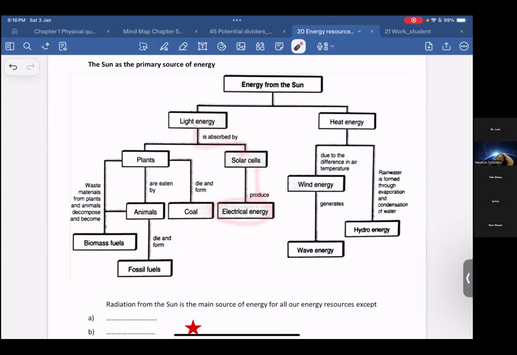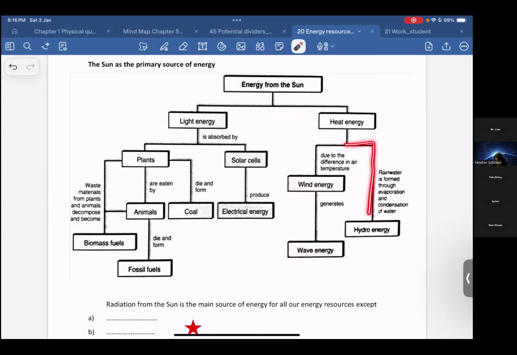So this one also comes from the sun. The primary source of energy is the sun. Then the sun also provides heat energy. Due to the difference in air temperature, we get wind. The wind blowing generates waves, water waves. So we get the wave power station.